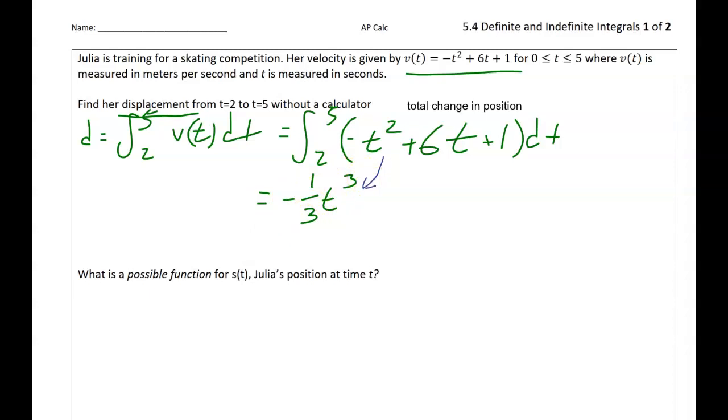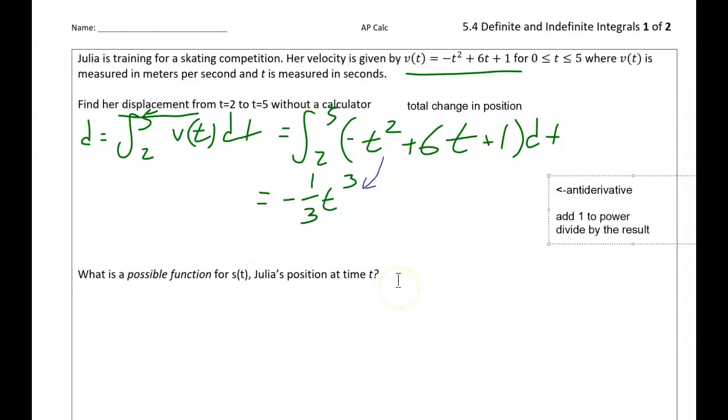So negative t squared becomes t to the third times 1/3. And if you think about it, you'll understand the reason for that based on what you know already. When I take the derivative, I multiply by that power, and I subtract 1 from it, right? Here, I'm doing the opposite. It's the antiderivative. We talked about how integrals and derivatives are opposites. So antiderivative means I add 1 to the power and divide by the result, right?